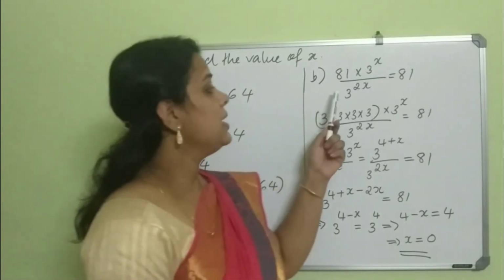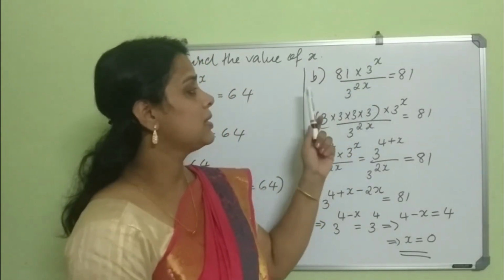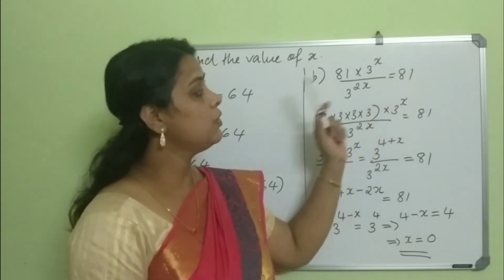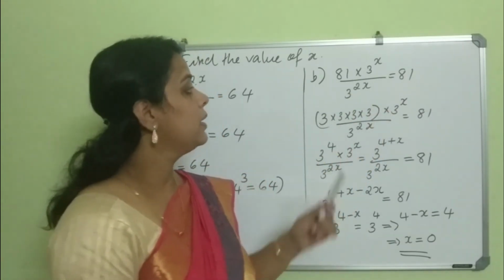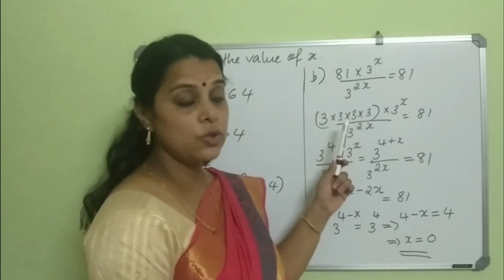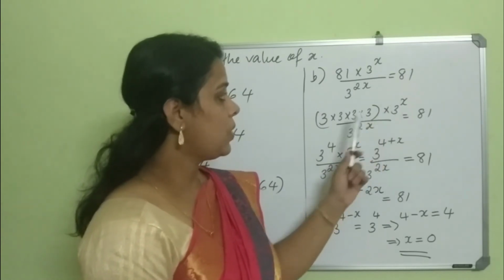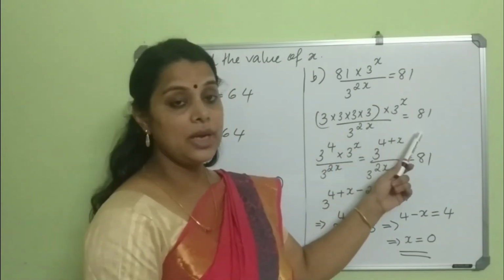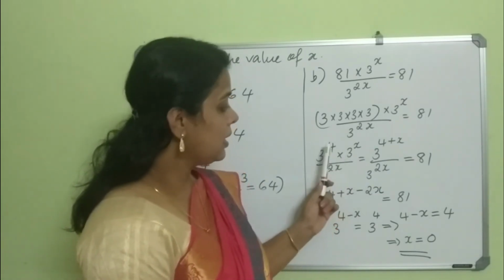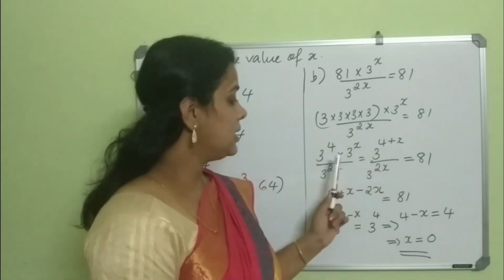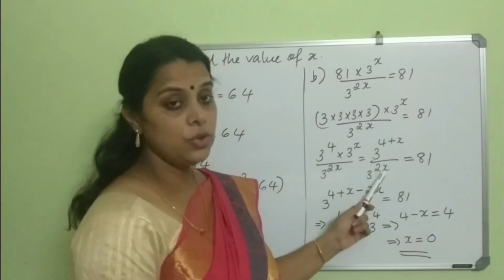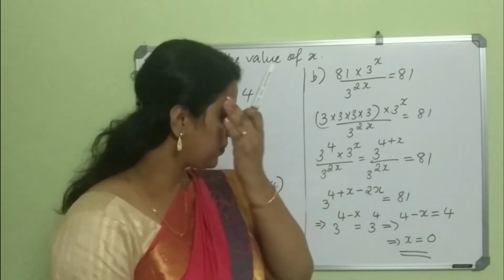Next is 81 into 3 raised to x by 3 raised to 2x is equal to 81. We need to find the value of x. 81 we can write 3 into 3 into 3 into 3, that is 3 raised to 4, into 3 raised to x by 3 raised to 2x is equal to 81. Now, here base is same, exponents we need to add. That is 3 raised to 4 plus x we can write, down 3 raised to 2x equal to 81.